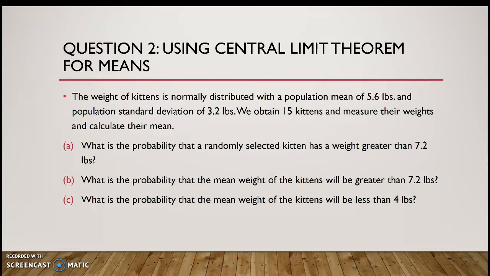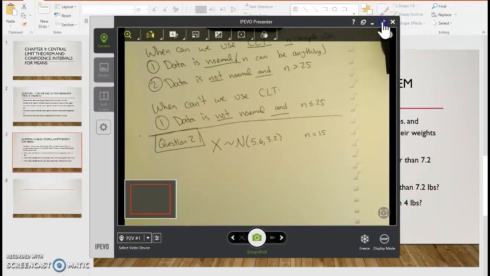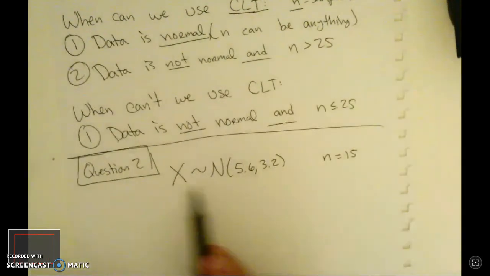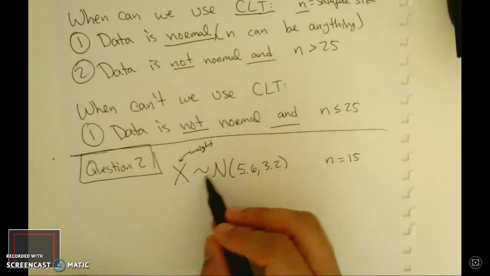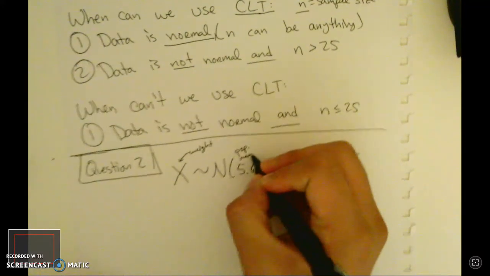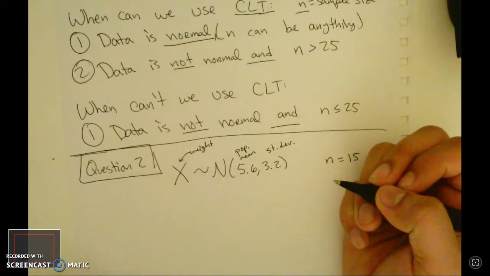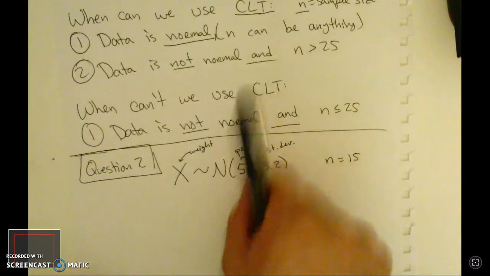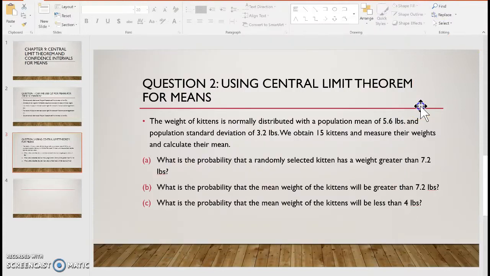So let's go back. You will have your PowerPoint with you, but let's go here. This is what we have: the weight of kittens is normally distributed with a population mean of 5.6 and a standard deviation of 3.2. All this question is asking is, let's say I got a random kitten, and we wanted a weight of greater than 7.2. That's what we want.